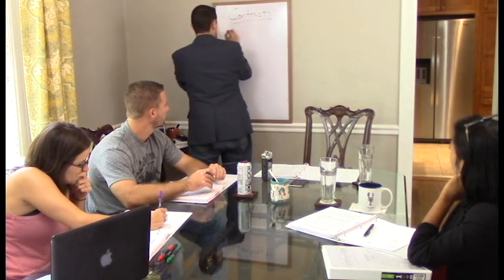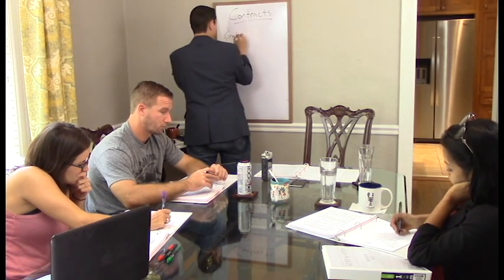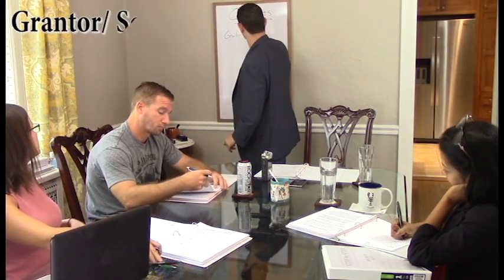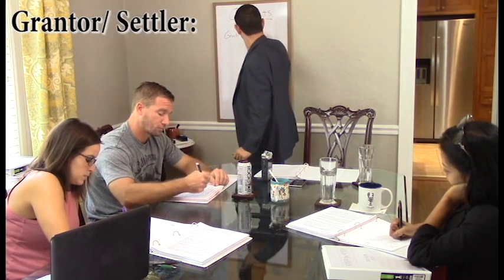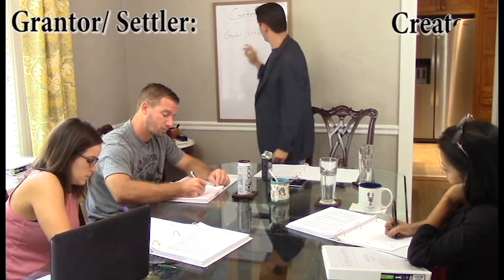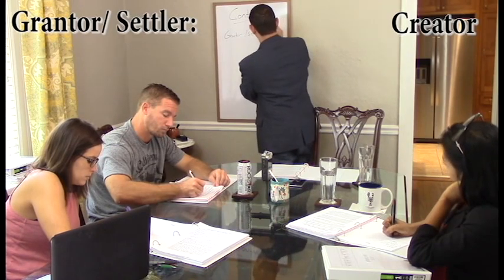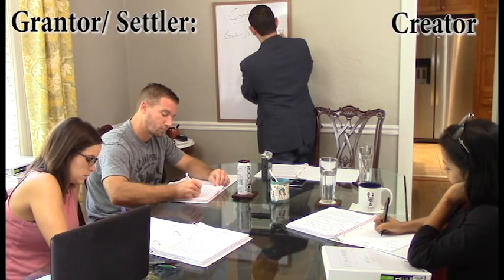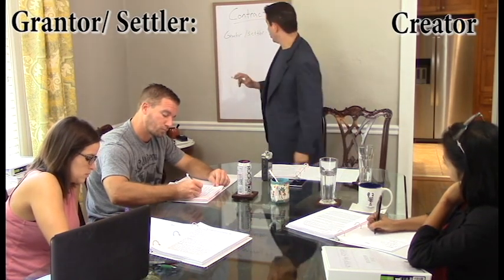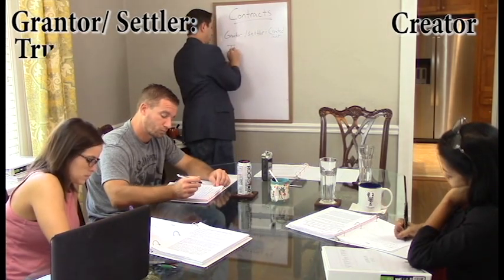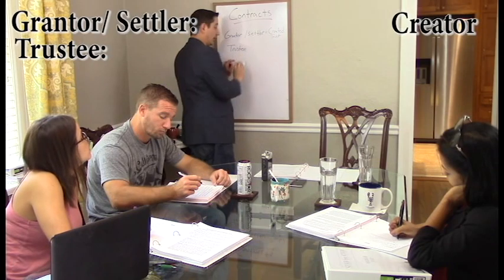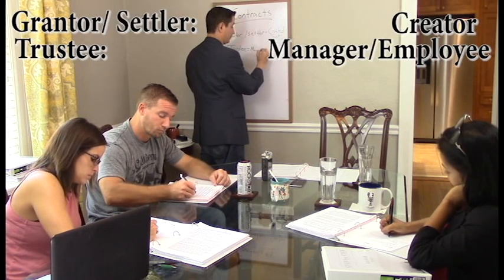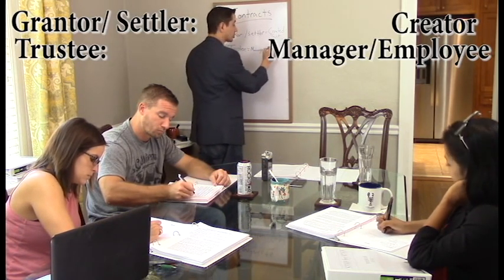You have a grantor, okay? A grantor, and on this one it says settler. This is the one that created the trust. Okay? You have a trustee. A trustee, think of them as a manager, like an employee.